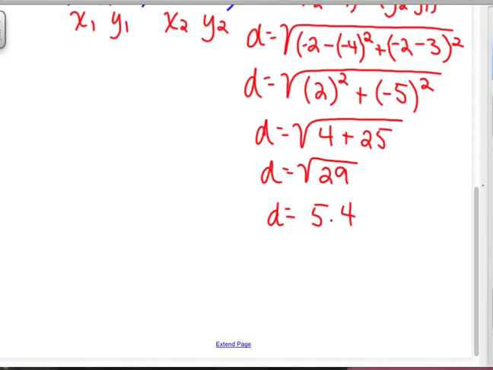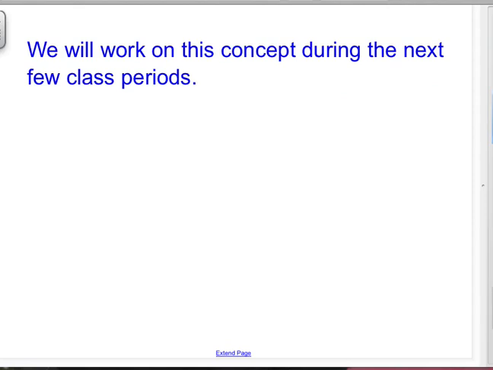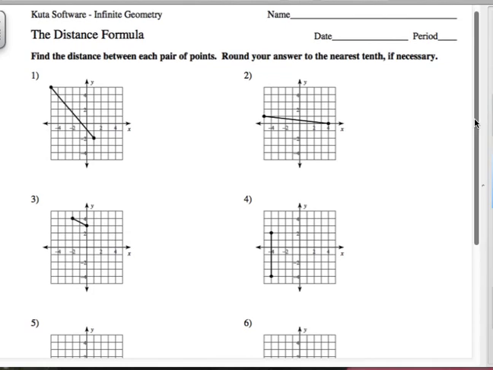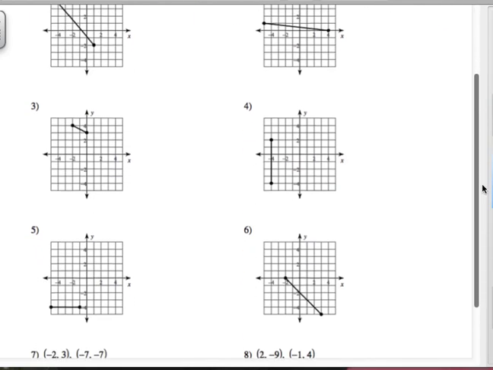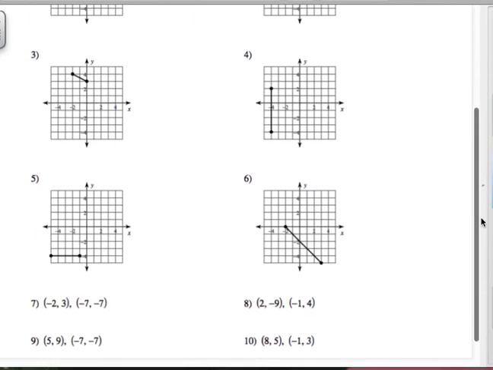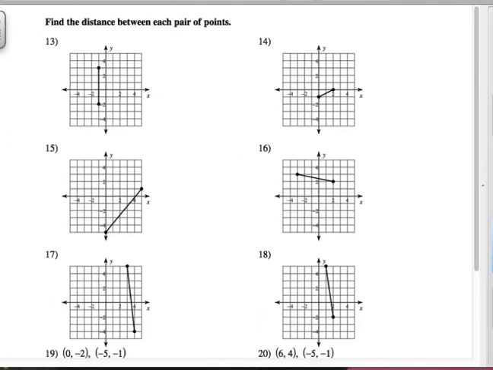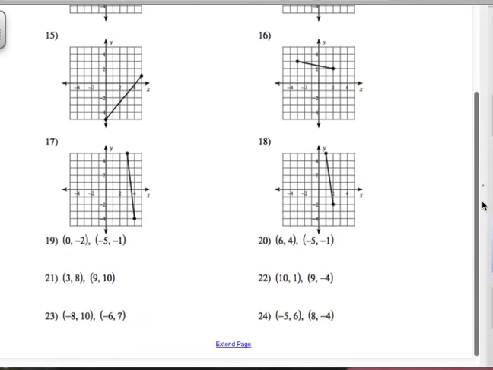I'm sure you already know this, but we'll be working on this concept during the next few class periods. And if you're curious as to what we're going to be doing, here it is. There are some examples where the lines have been graphed for you, and then down below, 7 through 10, you just see the ordered pairs. So we'll work on this for a day. Here's another side we're going to do. We'll do some of these problems for another day or two. We'll spend a couple days working on the distance formula.